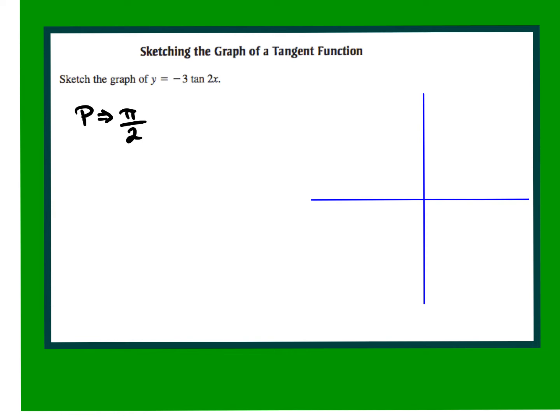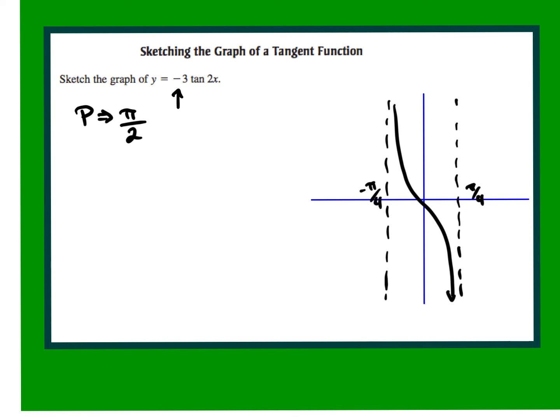So where's my vertical asymptote? Pi over 4. Because it's half of it, and it's symmetric. So now I have pi over 4, and we have negative pi over 4. Make sense? Now, which way does tangent normally go? Up. Does this one go up? No. Why not? Because I got a negative out front. And what's the negative do? It flips it over the x-axis. So now we're going down like that.